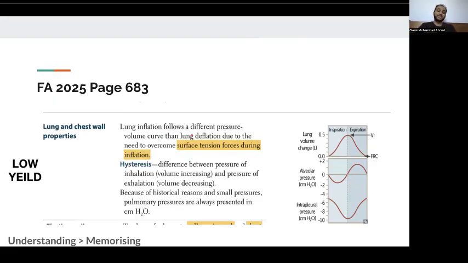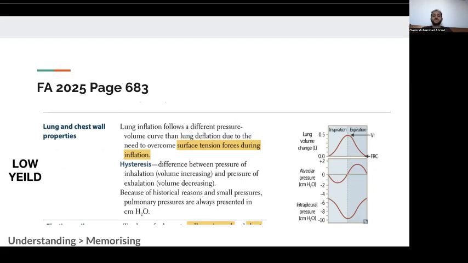Chest wall and lung properties: we can see lung inflation has a different pressure-volume curve than lung deflation due to the need to overcome surface tension during inflation. As we know, the more surface tension we have, the more likely we are to collapse, and surfactant decreases surface tension, as we covered. And hysteresis is basically the difference in pressure between inhalation, the amount that we inhale, and the pressure on exhaling. It's the difference between the two.